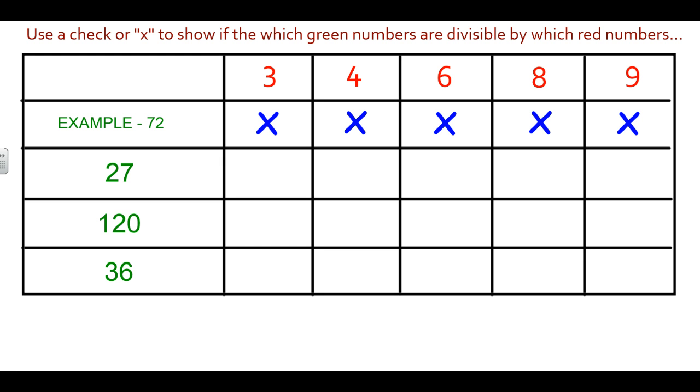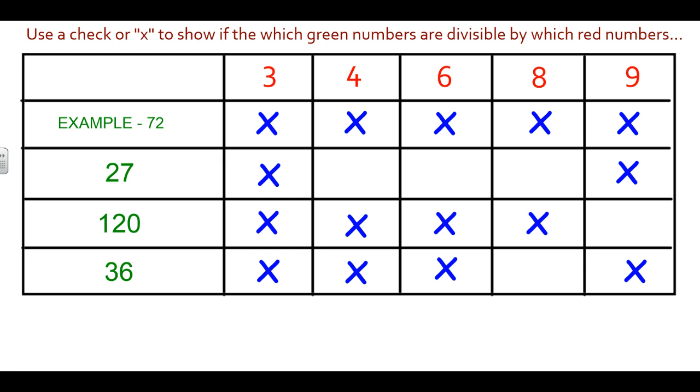So after filling out the chart, you should end up with the fact that 27 is divisible by 3 and 9, 120 is divisible by 3, 4, 6, and 8, and 36 is divisible by 3, 4, 6, and 9, but not 8. And so the last thing I have here is a little bit of an extra challenge.